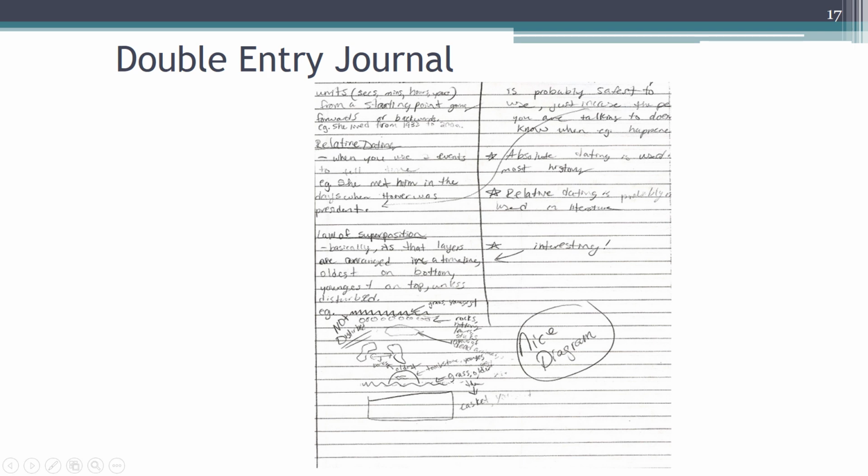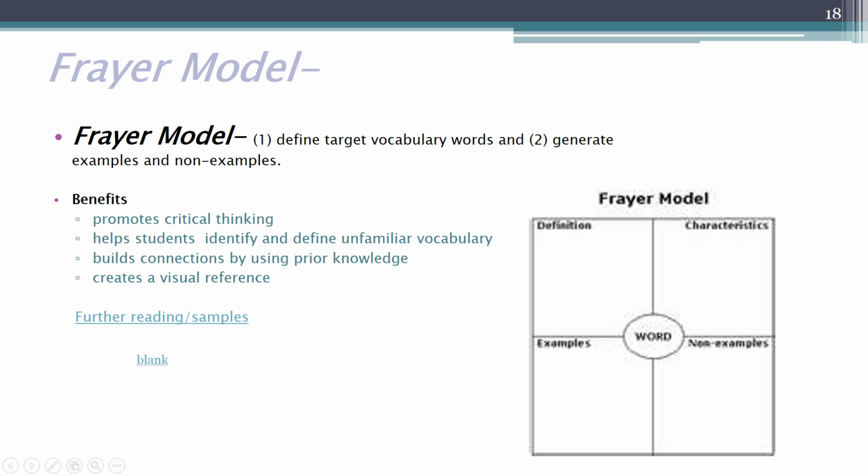This is just another example of a double entry journal, and you can see here we've got a student who drew a diagram to make sense out of information. If you're not familiar with this organizer, this is a wonderful one for both vocabulary and concepts, and the strength of the Frayer model is that it includes something a lot of other organizers don't.